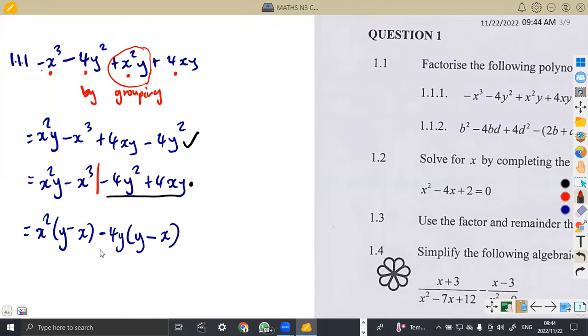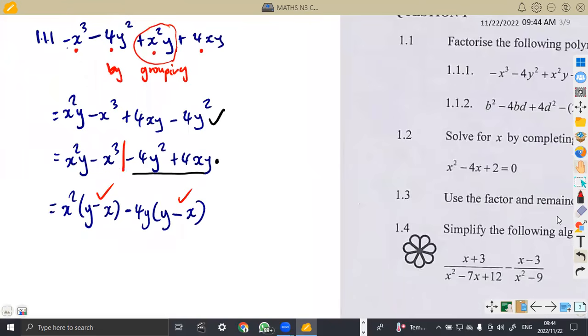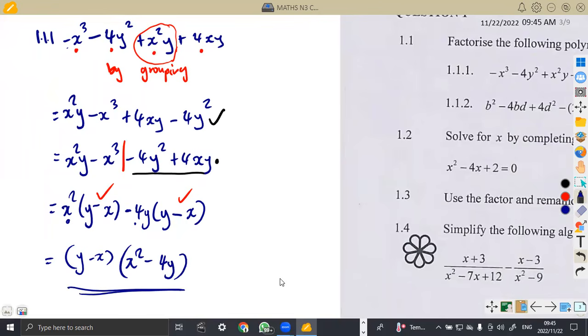So as you can see, the 2 brackets are just the same, so we can factor out the common bracket from these ones. We are going to have y minus x, remaining with x squared minus 4y. In this case there is nothing that we can do further because we do not have any common term, and we do not have any difference of 2 squares. So that was the answer that we could have found from that one.